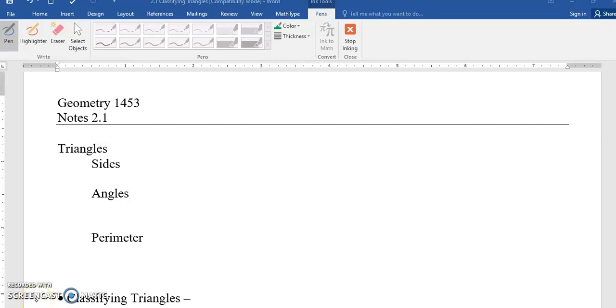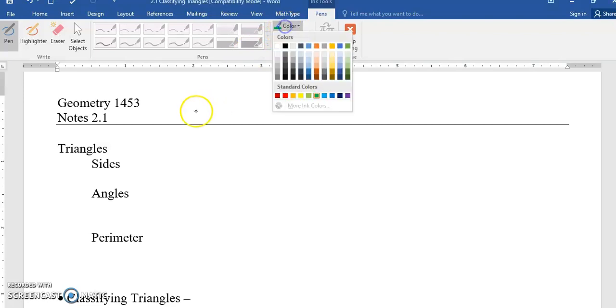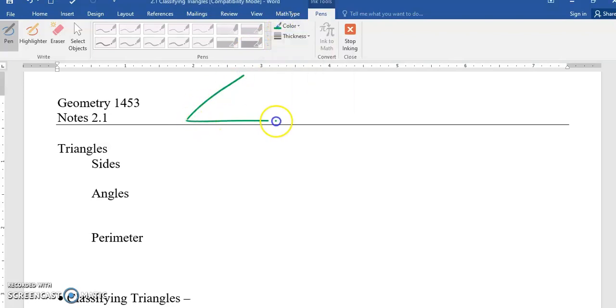Alright, as we get into chapter 2, it's all about triangles. So, you know what a triangle looks like. It's got 3 sides and it's got 3 angles. And there's all different types of triangles. The sides are line segments, and the angles, there's 3 angles.